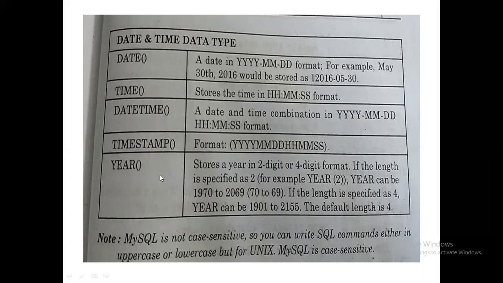Then year stores a year in 2 digits or 4 digits format. If the length is specified as 2, the year can be from 1970 to 2069. If the length is specified as 4, the year can be 1901 to 2155. And the default length is 4 for the year.